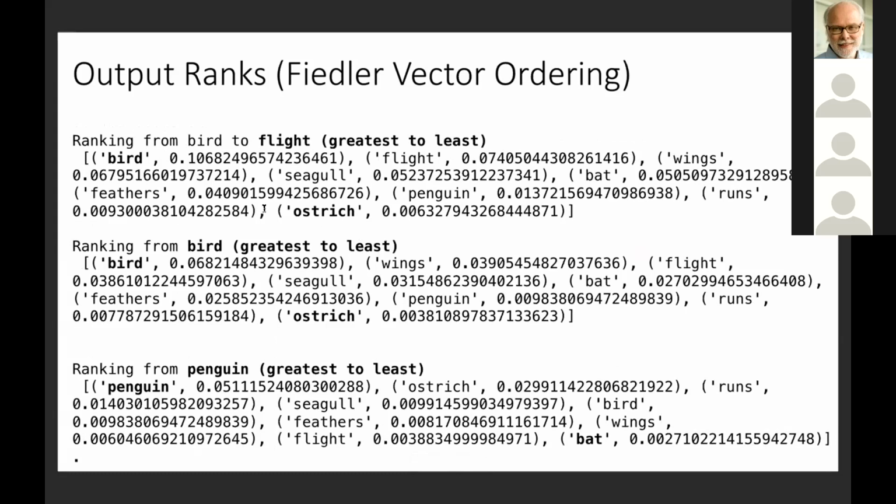What's interesting about this is I can ask about bird. Of course, the first rank will be bird. Birds have wings, then flight, and of course, ostrich is last. But if I go from penguin, you get bat as being sort of least ranked to penguin, and an ostrich is closest ranked to penguin. So you see that is in the second place, and of course, ostriches run.